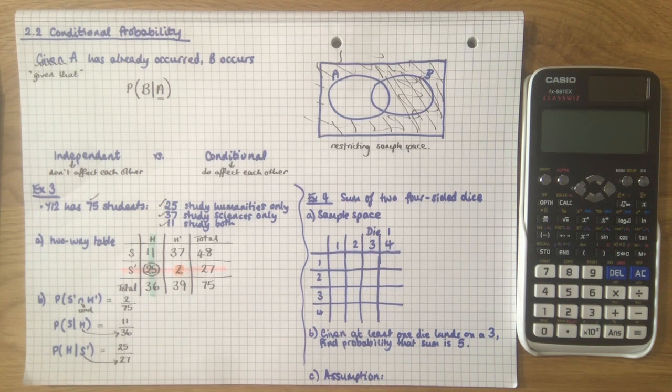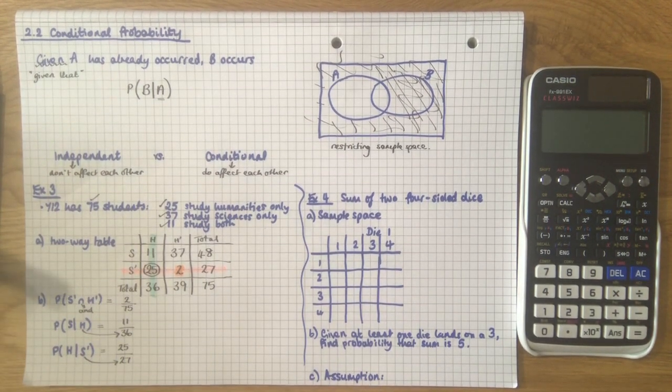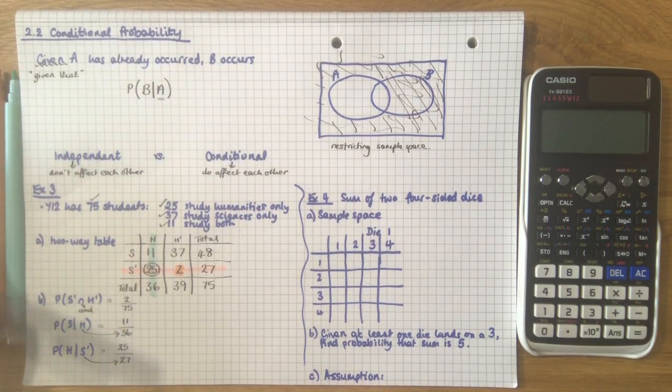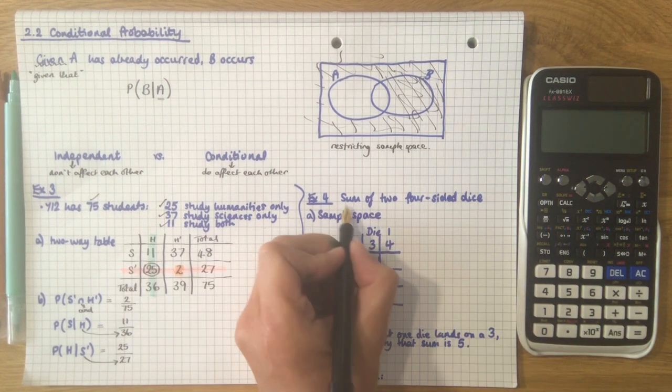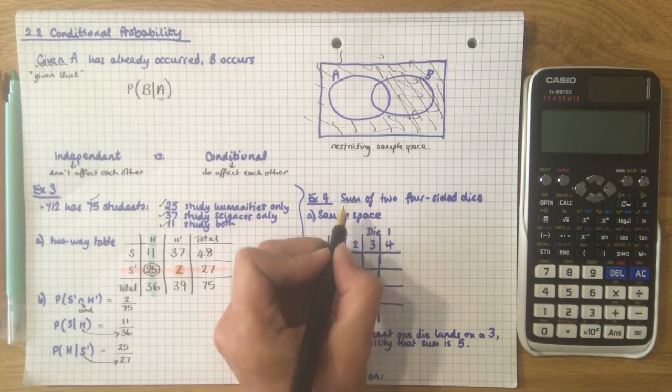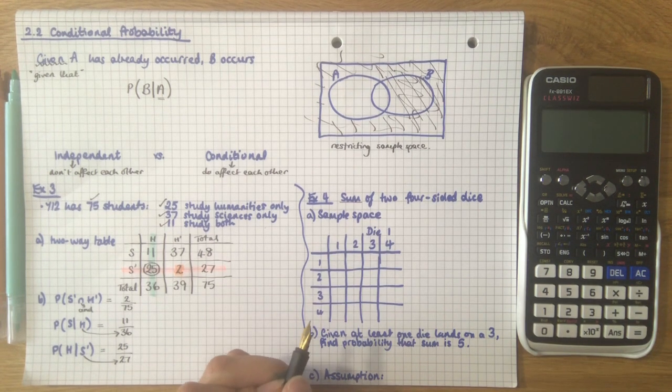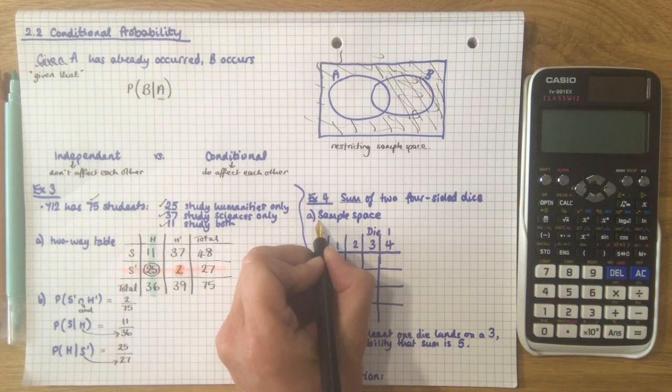We don't need to worry about decimals. We can leave our answers as fractions, and that's absolutely fine. Let's look at example 4. Example 4 says that two four-sided dice are thrown together, and we work out the sum of the numbers shown on the dice. We're asked first of all to draw a sample space.